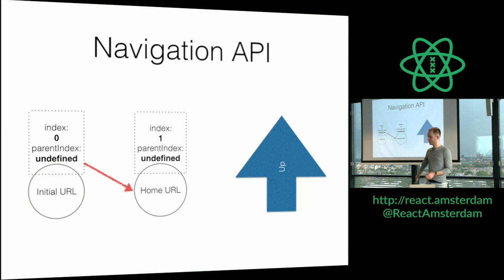And like I said, initially this is always undefined. The user landed in some state because of a deep link. So what do we do if it's undefined? We just go to the home always. That's how it's always.